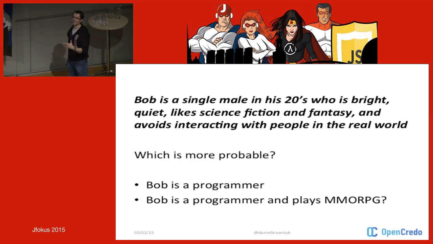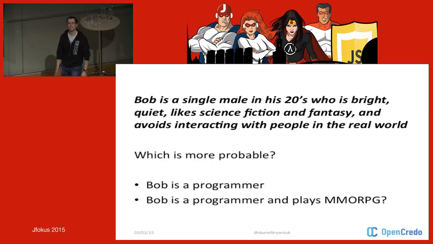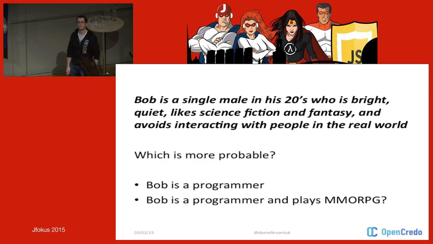Quick show of hands, who thinks it's more likely that Bob is a programmer? It's about 5-10%. Who thinks it's more likely that Bob is a programmer and plays online games? About double, I'd say, than that. But think, this is actually what's called the conjunction fallacy.